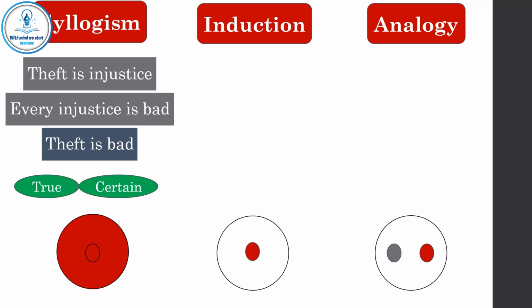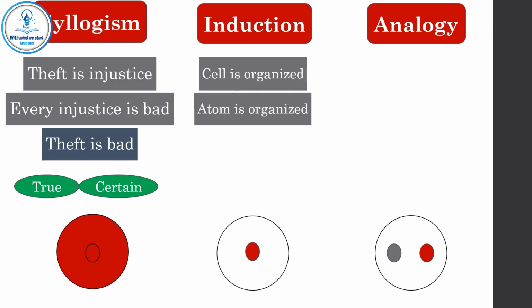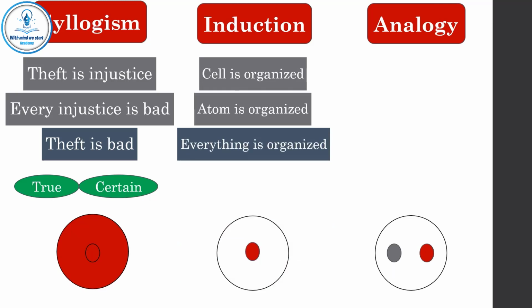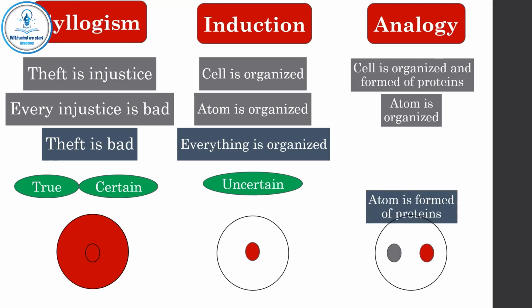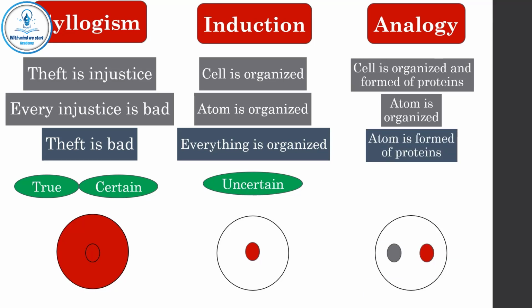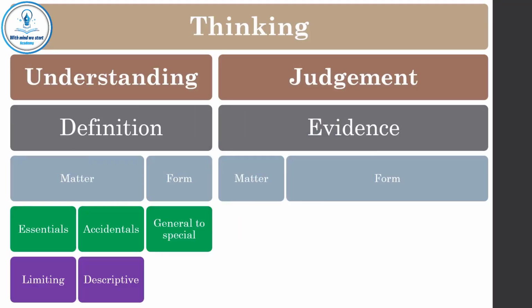Another example of induction. Cell is organized, atom is organized, so everything is organized. The conclusion is uncertain. An example of analogy. Cell is organized and formed of proteins. An atom is also organized, so an atom is also formed of proteins. The conclusion is uncertain.